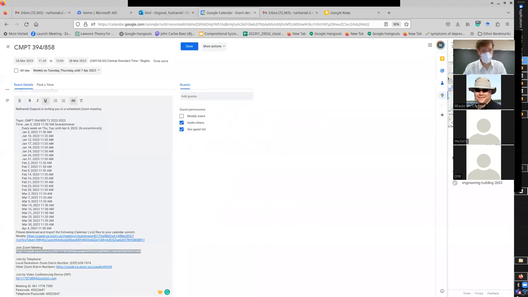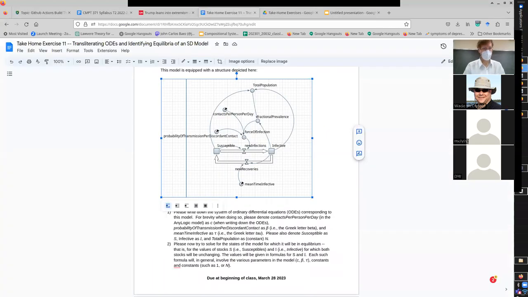People may recall, I'm going to share my screen here, that in the exercise, I had asked you, based on a description of a model and a spec model implementation that I had shared with you, to transliterate this model into ordinary differential equations. That was the first part.